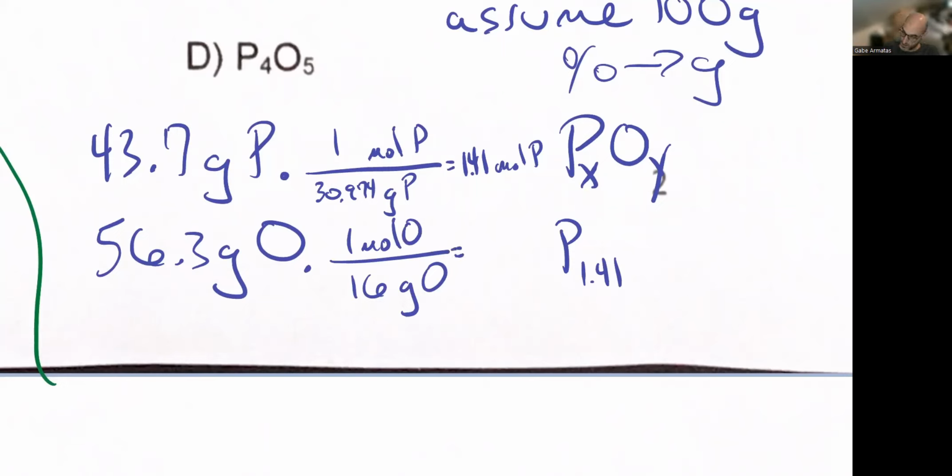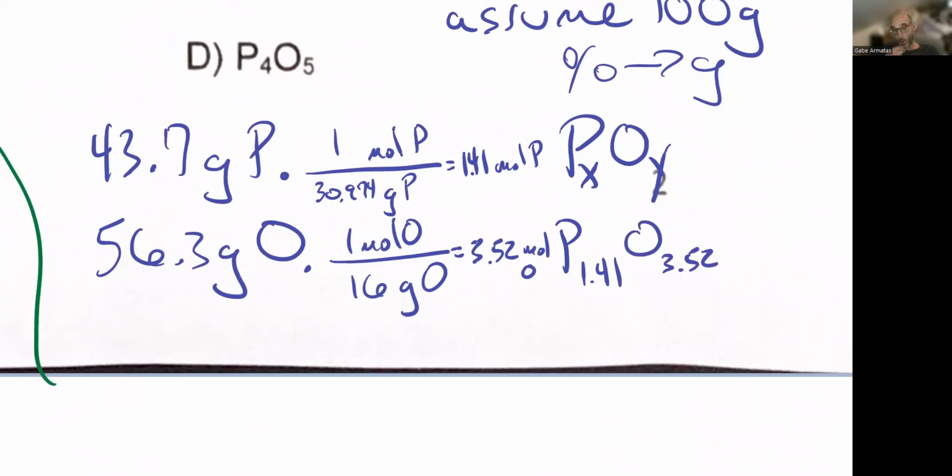So 56.3 divided by 16 gives me 3.52 moles oxygen. So my oxygen value is 3.52.